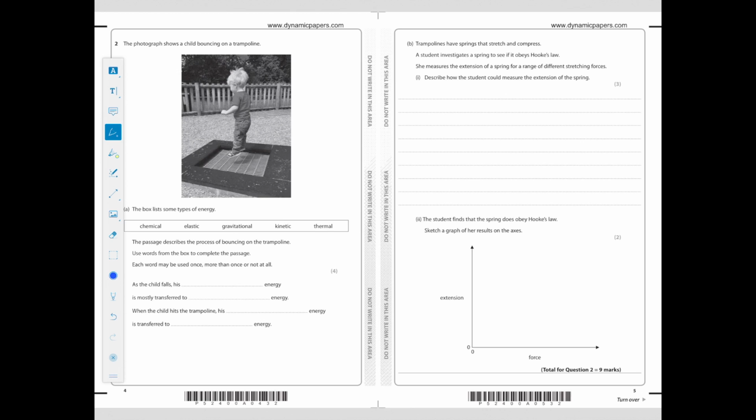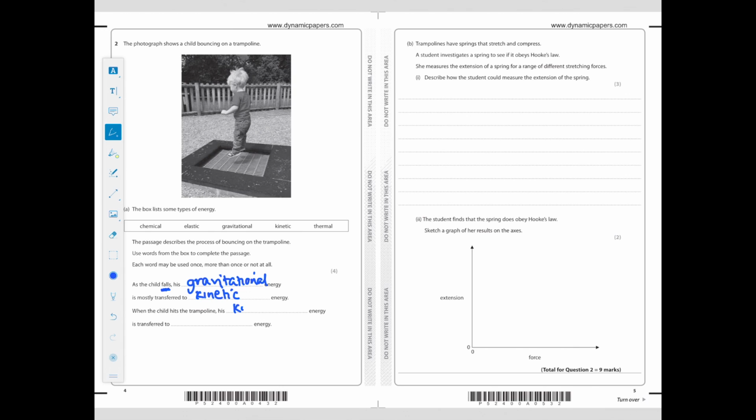The key word here is falls. That therefore means by definition that he was at height, and that means he has gravitational energy, because that's the type of energy you gain at height. However, as he falls, it means that he's moving more, and that's why he's gained kinetic energy in the second step. When the child hits the trampoline, his something energy is transferred to.